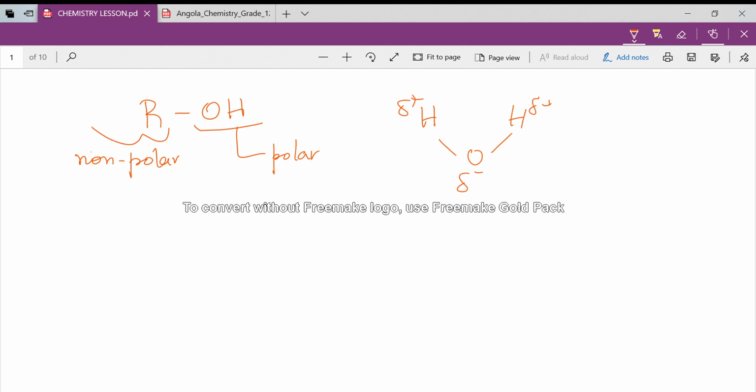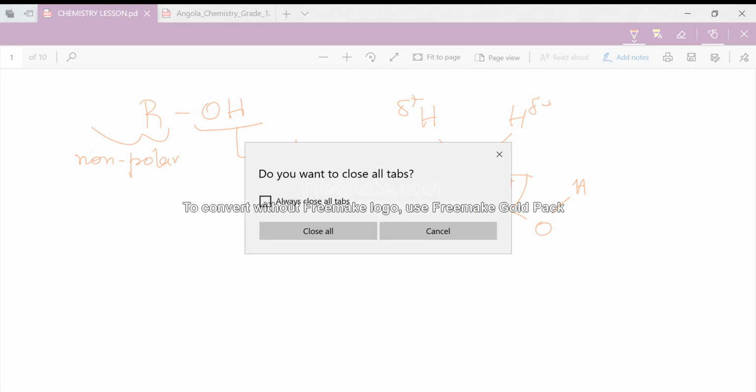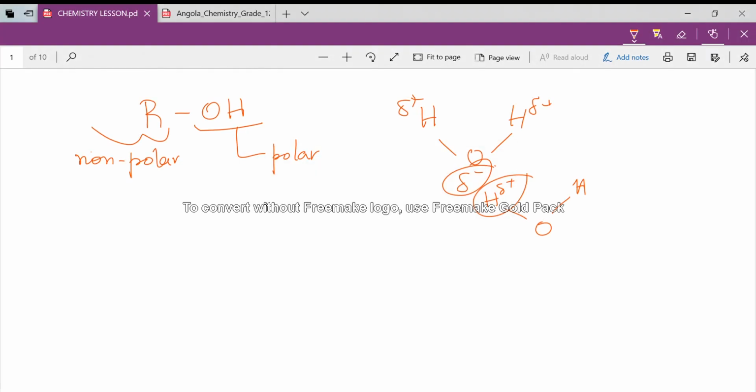In this case, we have water here, and then we have H. So the negative side of one molecule attracts the positive side of the other molecule. And this attraction is what is called hydrogen bonding. What we have here is that this part will determine the physical properties of alcohol.